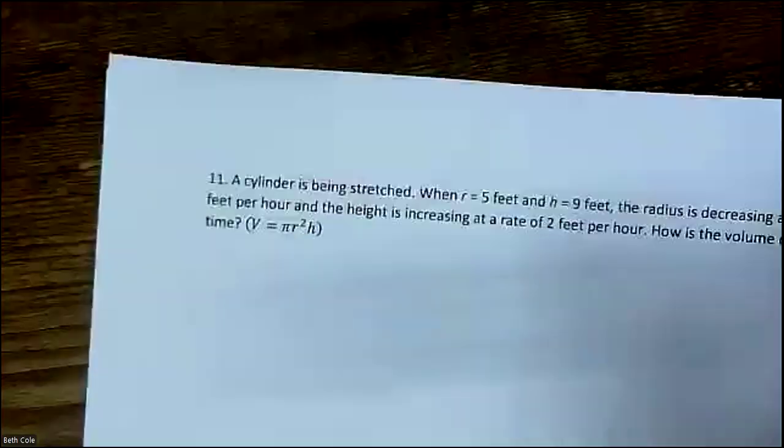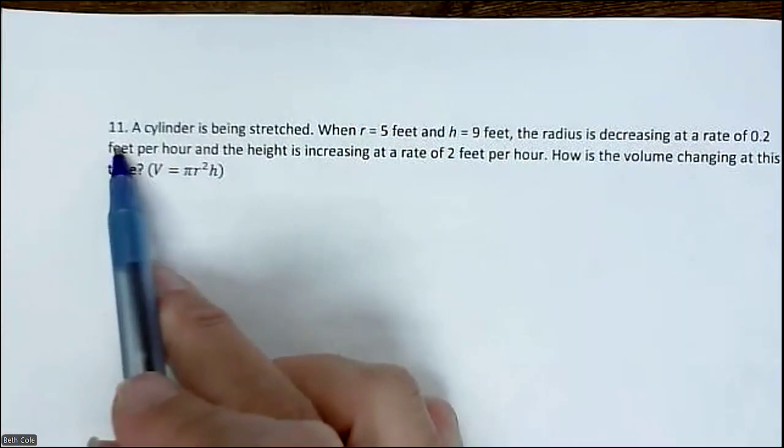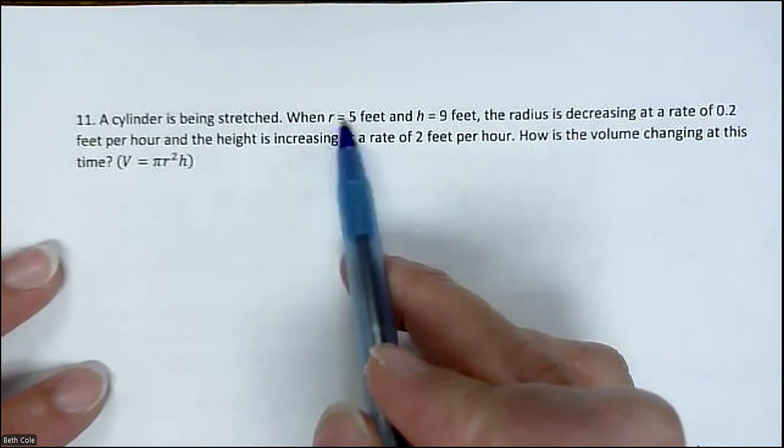All right, one more and then we'll have the calculator one. So we'll all get out our computer in a minute here. All right, a cylinder is being stretched. R is 5, H is 9.